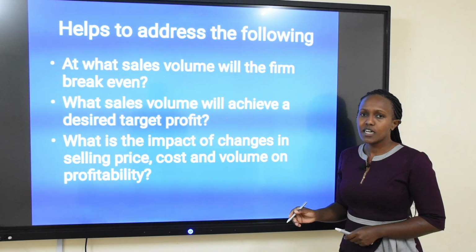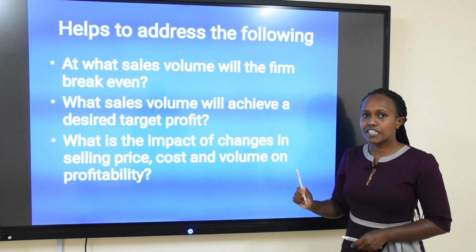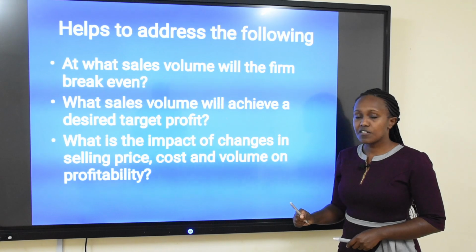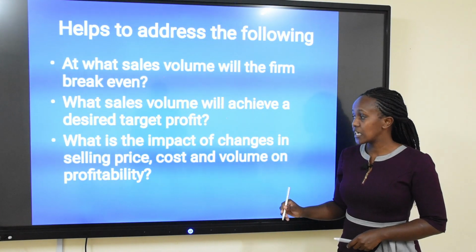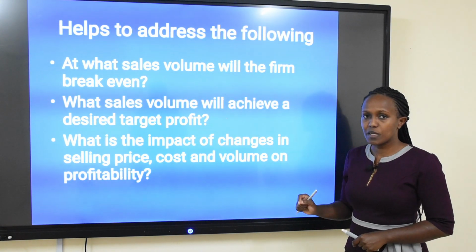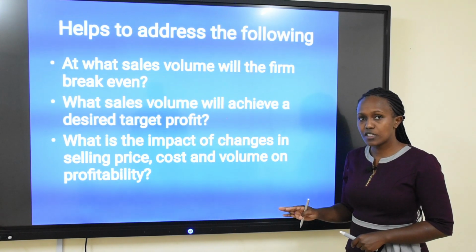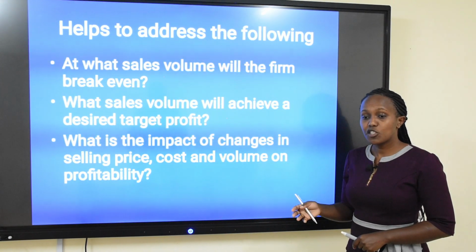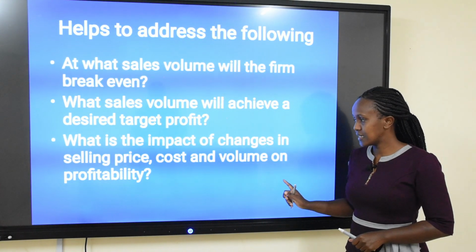volume on profitability. Simply, if you vary the variables here, probably change the selling price, how does it affect your break-even point? If you change the variable cost, how does it affect your break-even point? If you change the fixed cost, and so on and so forth, how do they affect profitability? So this is a very important tool in an organization for short-term planning. It helps a business to make management decisions based on this tool that we're calling CVP analysis.